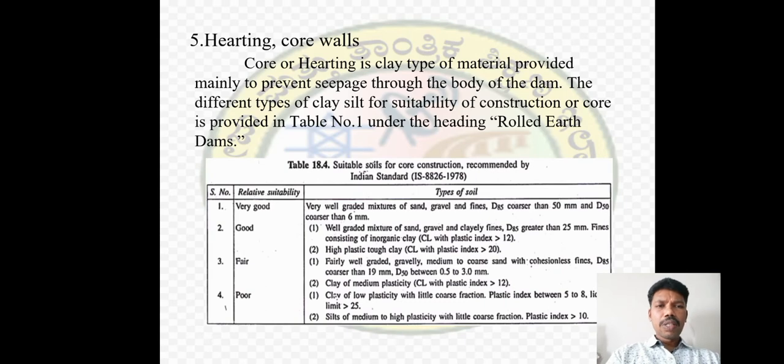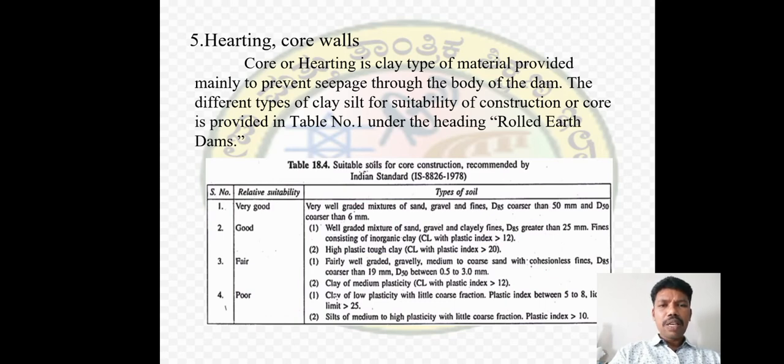In the table we have certain recommendations for the material to be used for the core wall or hearting. For very good stability, we can use a well graded mixture of sand and gravel. Then for good stability we can use a well graded mixture of sand and gravel with clayey fines, and even that has certain conditions. The diameter of the particles and other things will be there.